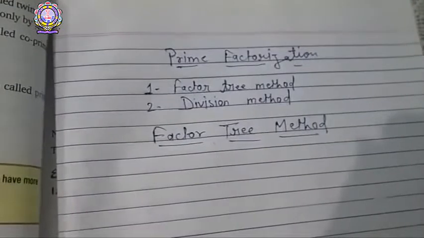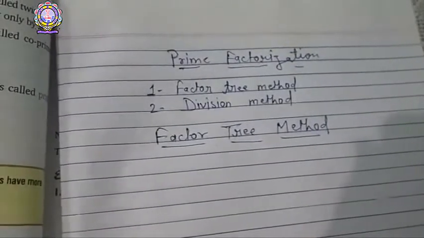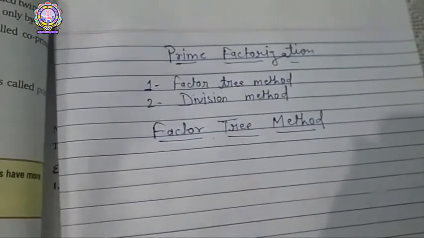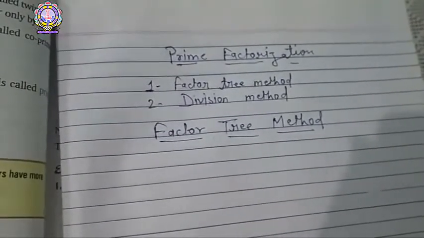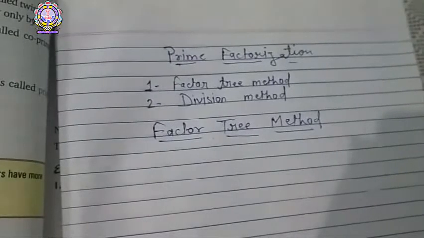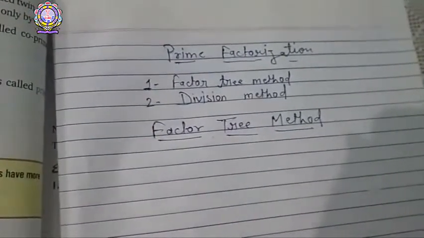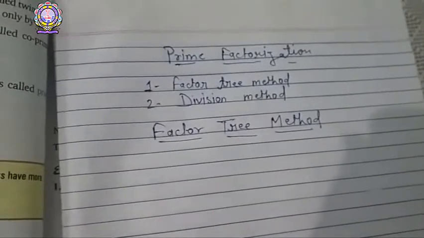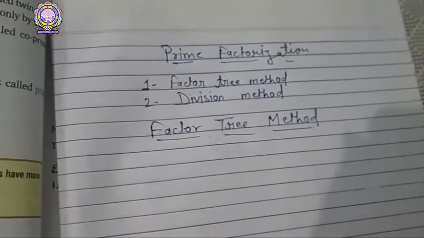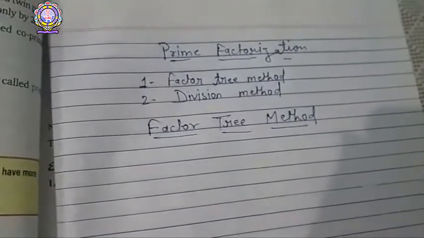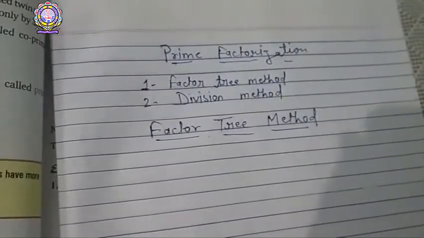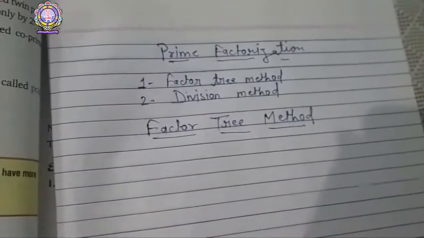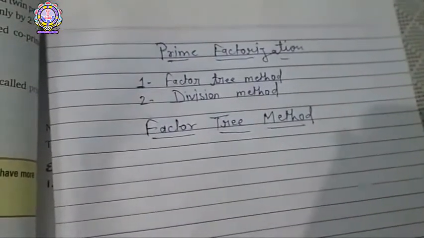A factor tree is a tool that breaks down any number into prime factors. The first step in making a factor tree is to find the pair of factors whose product is the number that we are factoring. These two factors are the first branching in the factor tree. Now repeat the process with each factor until each branch of the tree ends in a prime.